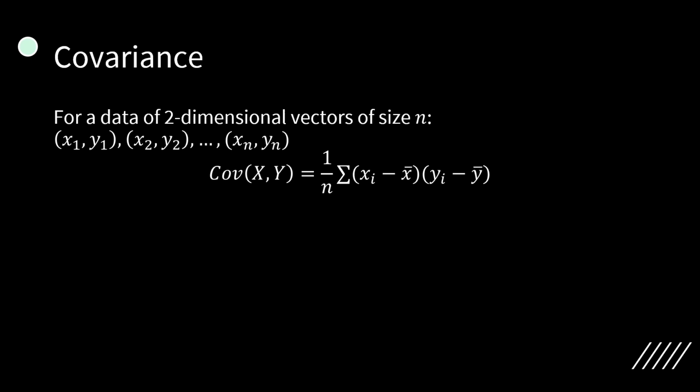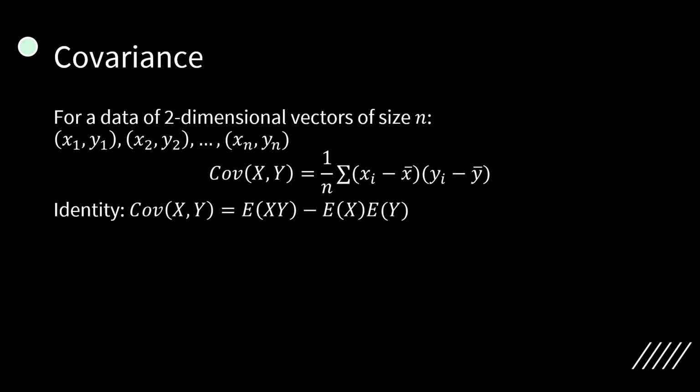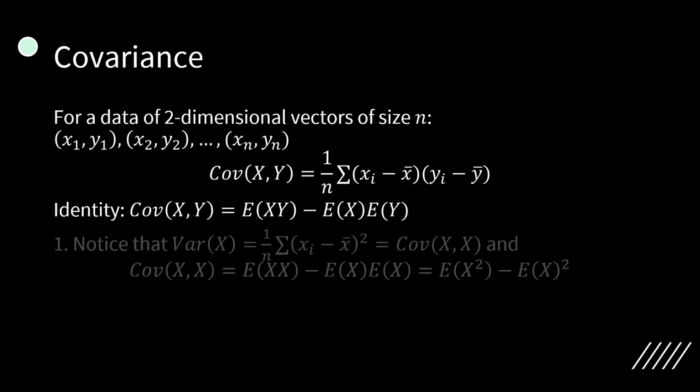We also need to know the concept of covariance. For data of 2-dimensional vectors of size n, say x1, y1, x2, y2 through xn, yn, covariance of xy is defined as 1 over n times the sum of x minus the average of x, times y minus the average of y, and there is an identity for covariance as well. Covariance of xy is E of xy minus E of x times E of y.